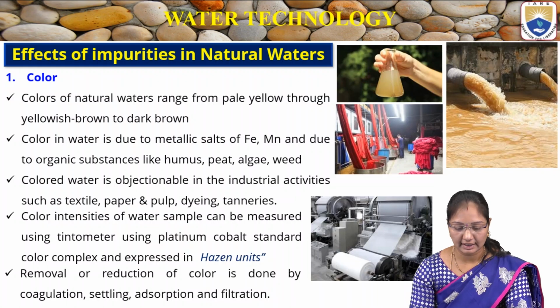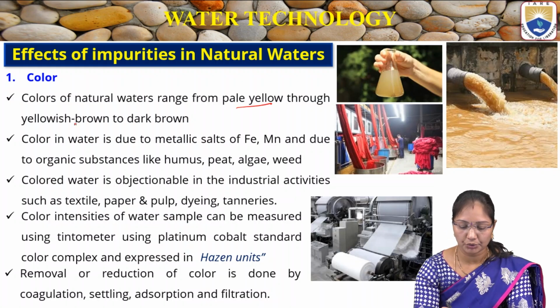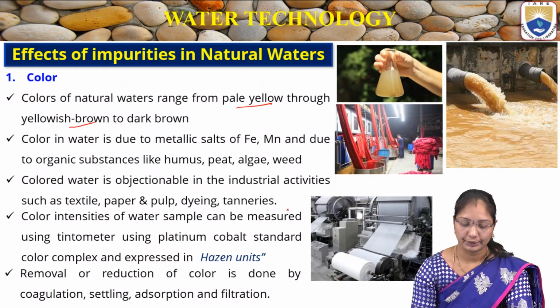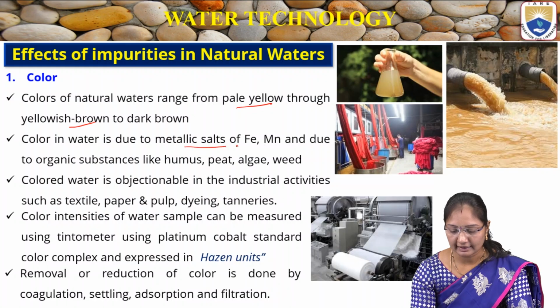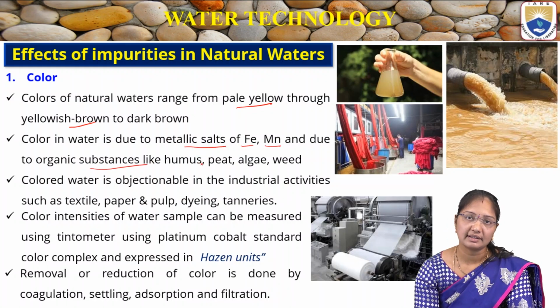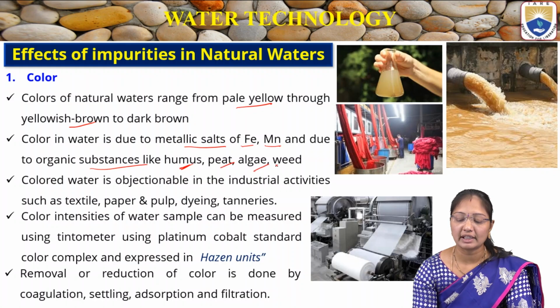So the first thing is color. The colors of natural waters range from pale yellow to yellowish brown to dark brown. The color in water is due to metallic salts. Why is color happening in the water? Due to the salts dissolved in the water: metallic salts like iron, manganese and some organic substances like humus. Humus is nothing but the soil, like fine soil, peat and algae weed.